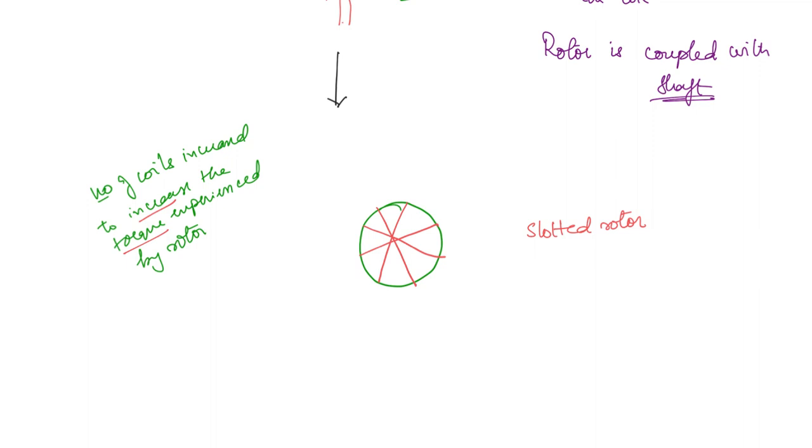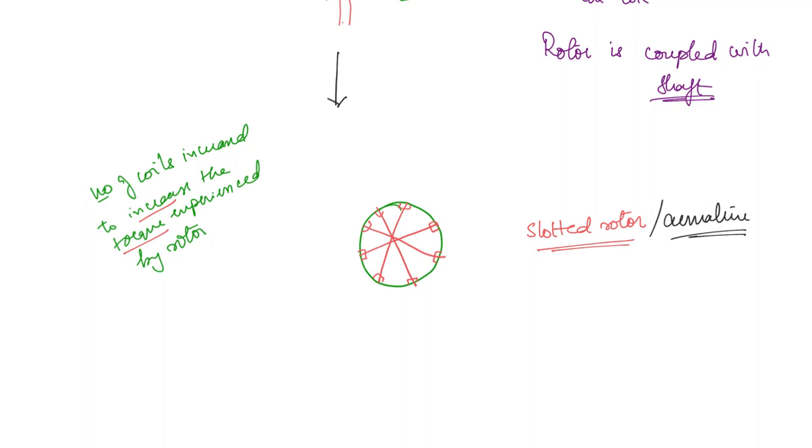So how will the slots look? It will look something like this. These are the grooves in which the coils will go. Okay, so this was about the rotor, and this is called the armature, right? This is also called armature.